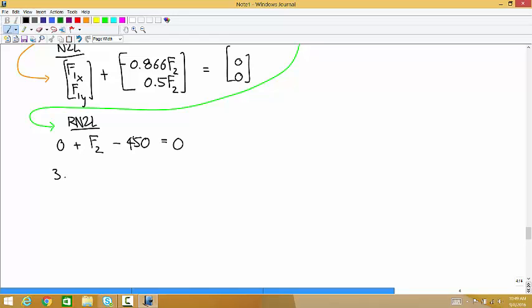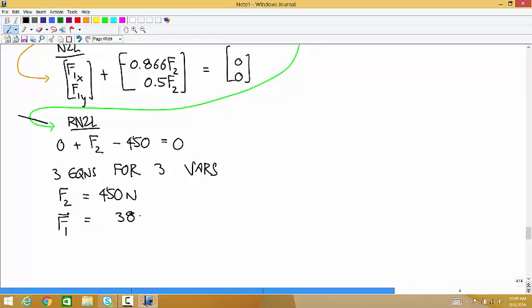That's a system of three equations for three variables. You can solve that. You get F2 is equal to 450 newtons, and F1 is 389.7 x and negative 225 y. And those are newtons.